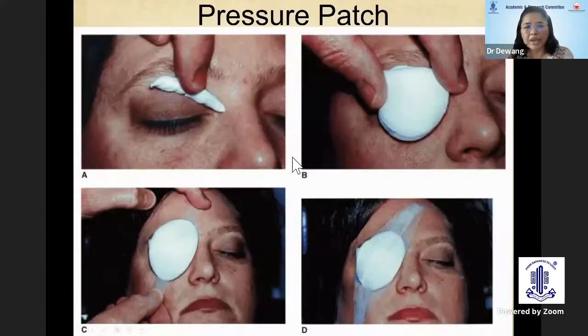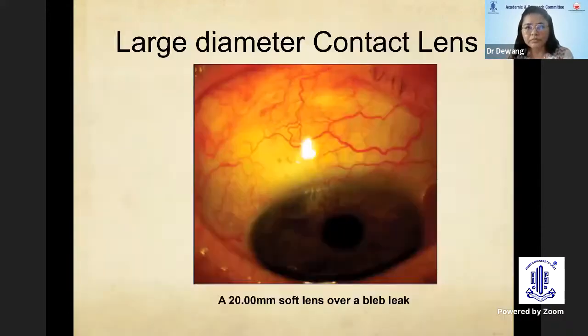You can also do pressure patching, for which classically they use two bandages. This also works very well in the early postoperative period. Large diameter bandage contact lenses especially can be used in limbal-based flaps, where the small defect is at the limbus, where it cannot be sutured, and it works wonderfully in these patients.